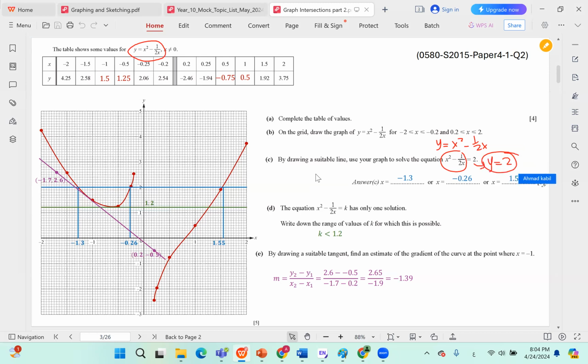Y equals 2 is basically a horizontal line, and you will see it here graphed in blue. So in general, the blue stuff on the graph corresponds to the blue answers in the question. So question C is solved using the blue lines on the graph. Question D is solved using the green line, and question E is solved using the purple line. This is the key. The colors are not random, they are matching each other.